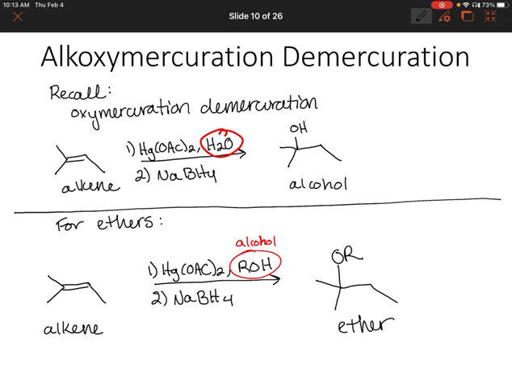This method isn't as common just because we are using mercury. And remember when we talked about oxymercuration-demercuration, we talked about how mercury can be poisonous, and it can start to affect your nerves and your mental capacity. So we tend to try to avoid using mercury as much as possible. So we'll just make a little note: not common due to mercury.